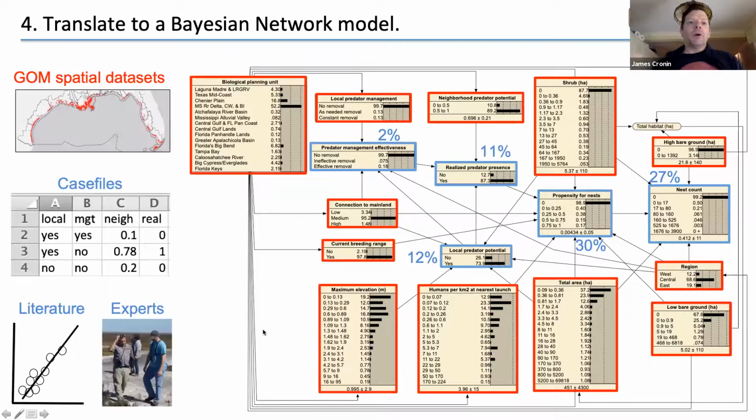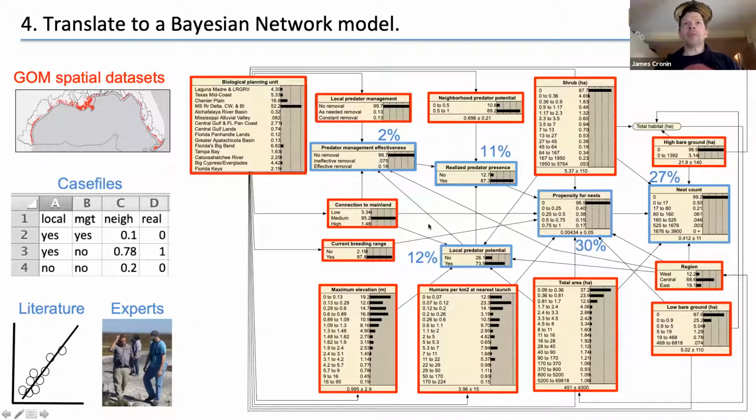The way that we learn these probabilities is for these external habitat variables that are in red, those come from geospatial data sets, so just the frequency of those characteristics. For the more internal variables that are in blue, we can learn those probabilities from case files. These are data sets that contain a limited number of islands, and then we analyze those data sets. You can also learn those relationships from the literature or from expert opinion.